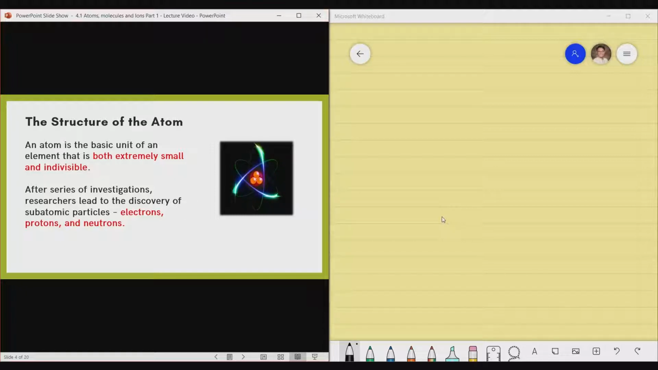Although we cannot break down atoms into smaller pieces, atoms have subatomic particles. As mentioned by the slide, after a series of investigations, researchers led to the discovery of subatomic particles, which are electrons, protons, and neutrons. Now, in the next slide, I'll be explaining the differences or the definitions for electrons, protons, and neutrons.